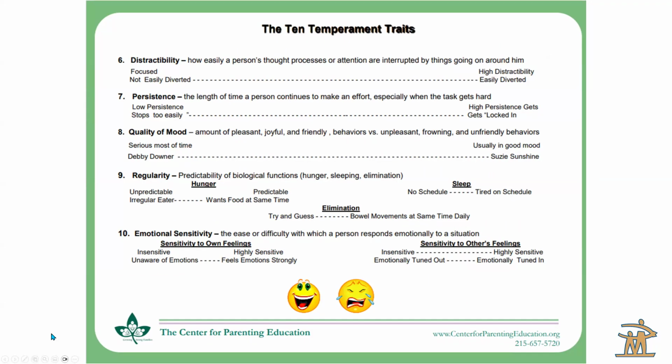The next ones, let's talk about number 6, distractibility. How easily a person's thought processes or attention are interrupted by things going on around them. And you might immediately go to a child with ADHD, and that's true, or an adult. This is certainly different for them. So some people are super focused, not easily diverted, as well as students, young children. Some people have high distractibility and are easily diverted.